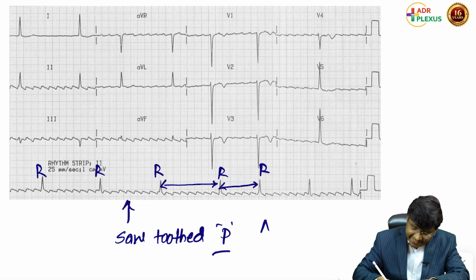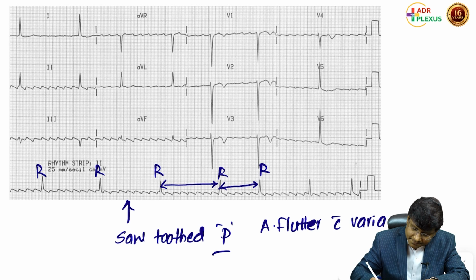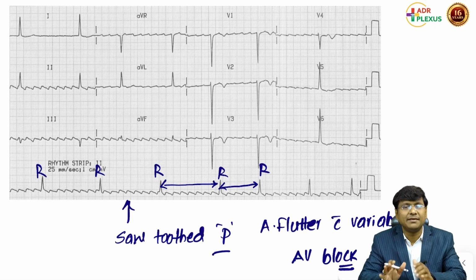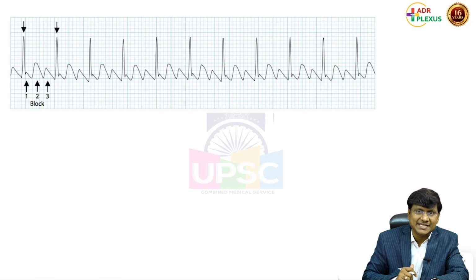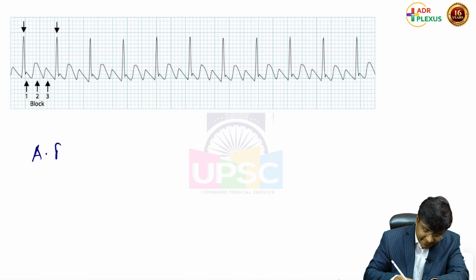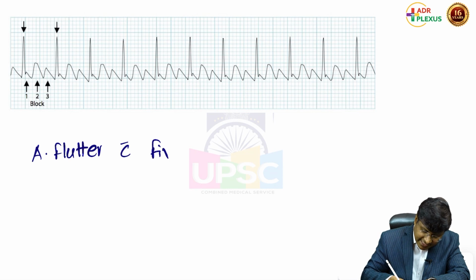So this we call atrial flutter with variable AV block, because the RR interval is not the same. The block, whichever is there, is not fixed. It is variable. Whereas in case of atrial flutter with fixed AV block, this is the ECG of atrial flutter with fixed AV block.